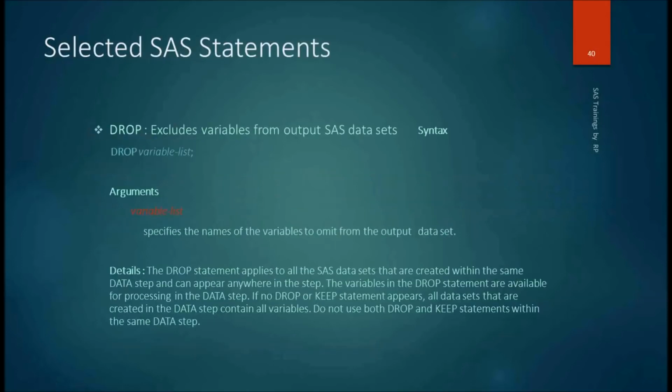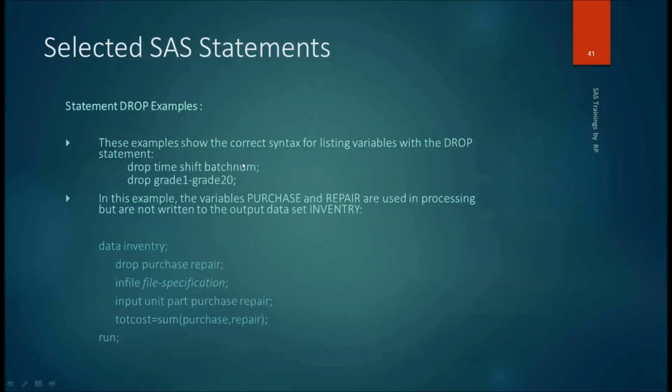So for instance, I have taken one statement called the drop statement to exclude. The drop statement will be used to exclude variables from the output SAS dataset. The syntax looks like this: drop, followed by a variable list separated by spaces. You can use a drop statement in a data step and a proc step. Here is one example for the drop statement.